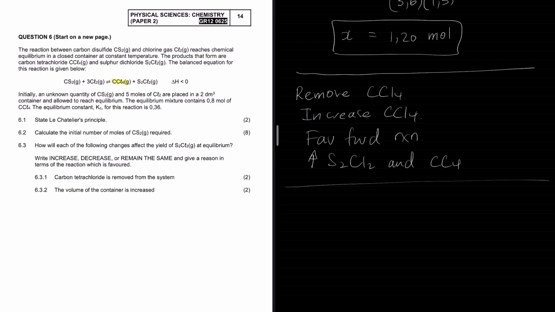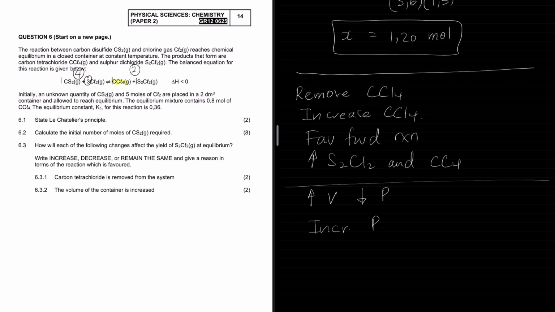Let's move on. The volume of the container is increased. So if they increase the volume of the container, they are decreasing the pressure of the gas particles in this container. So if you decrease the pressure, according to Le Chatelier's principle, the system will want to increase the pressure. Now, when it comes to pressure, you look at the number of molecules on each side. So for this side, we have 3 and 1, we have 4 molecules. On this side, we have 1 and 1, we have 2 molecules.